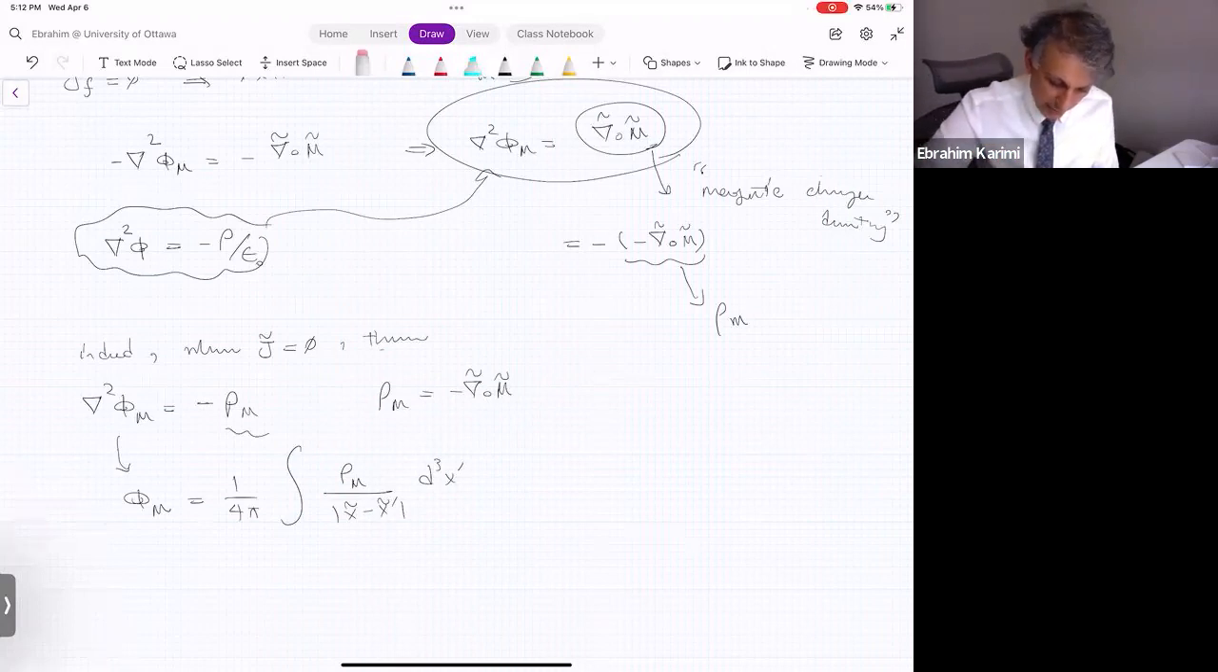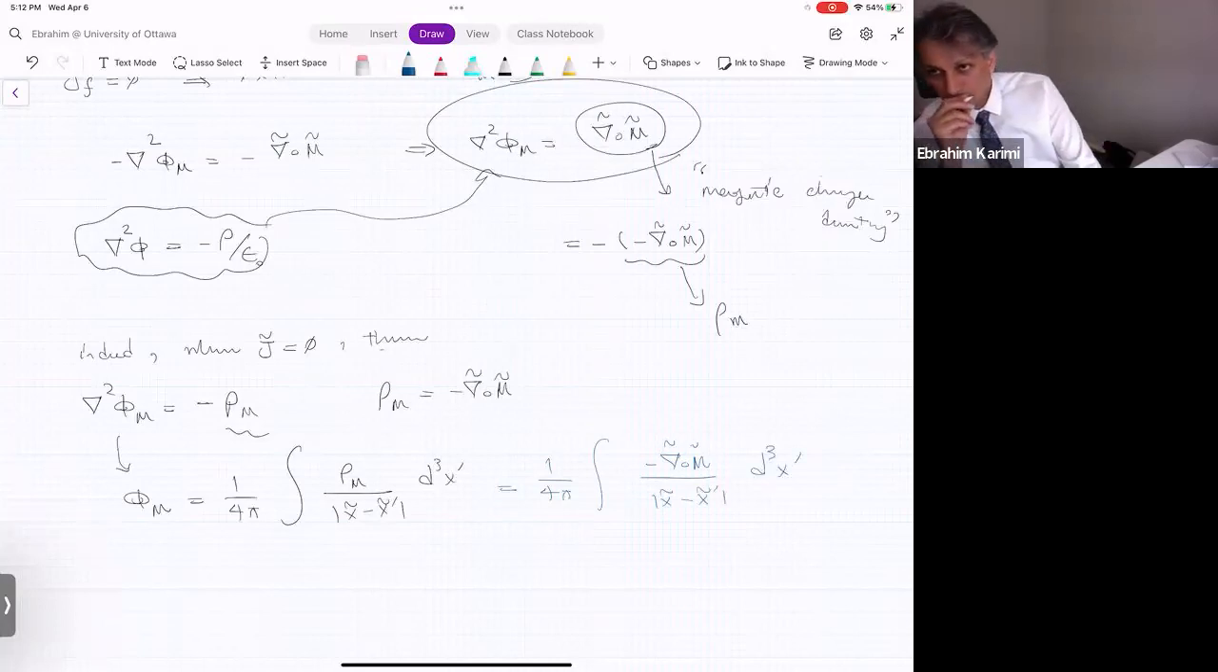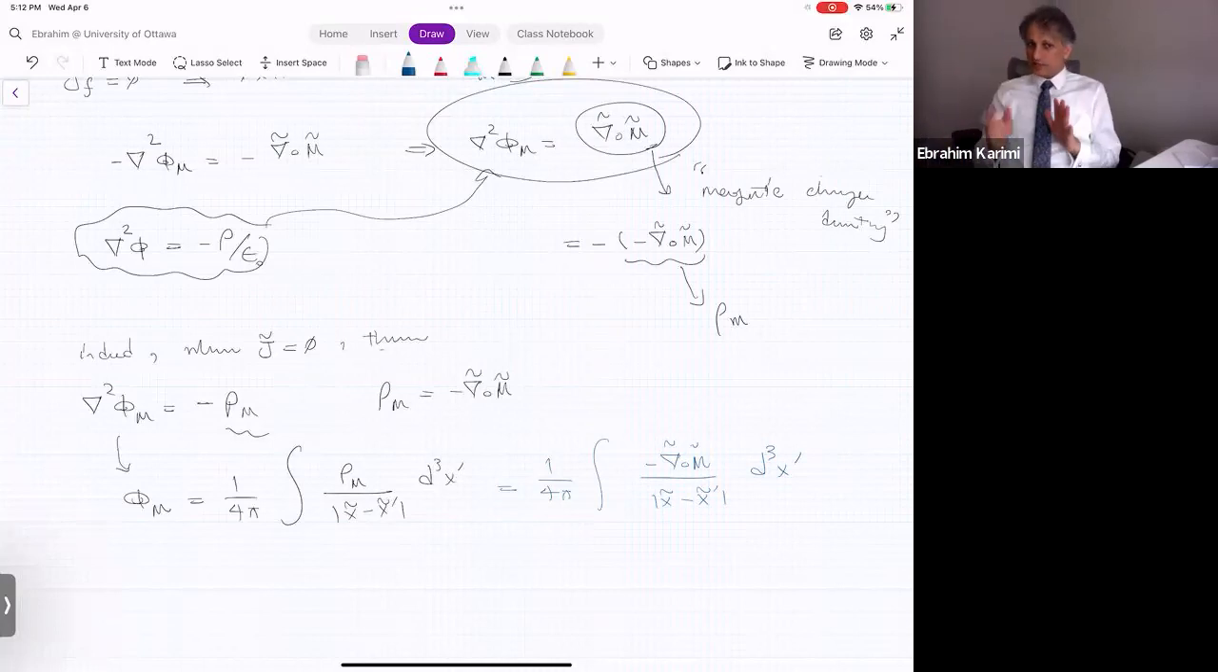And we can just simply replace the expression that we had for rho m, and that will be 1 divided by 4 pi integral of minus divergence of m divided by |x minus x prime| d3x prime. Again, I'm emphasizing this happens when you have materials and you don't have a current. Then mathematically, you can define a charge distribution, not a current distribution, which is given by minus divergence of m, the magnetization.